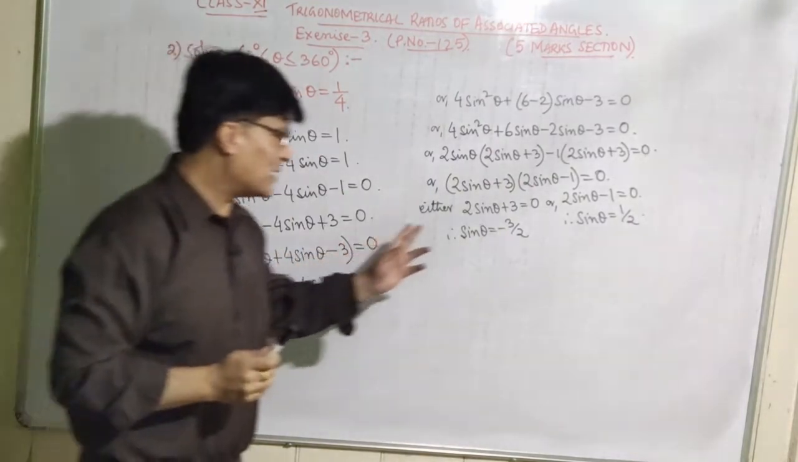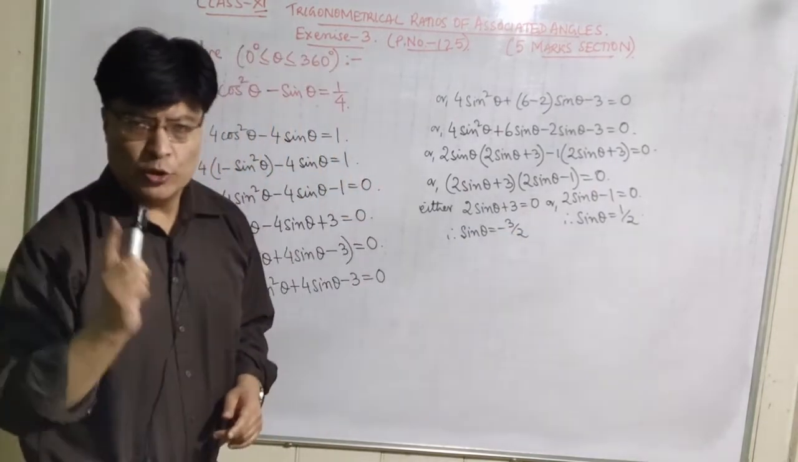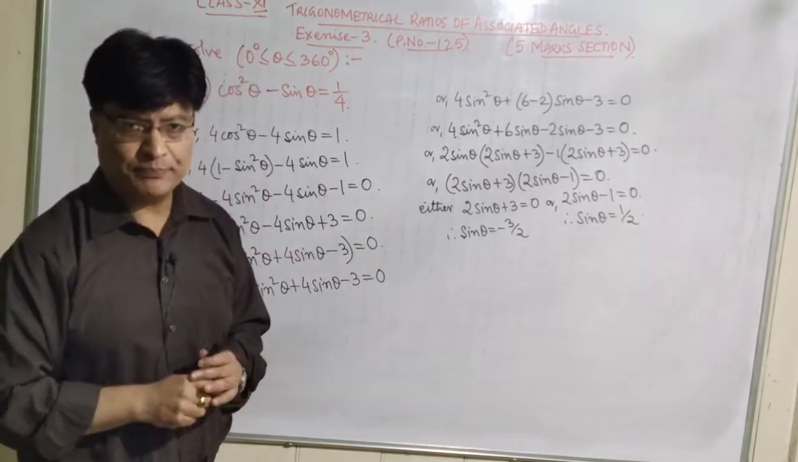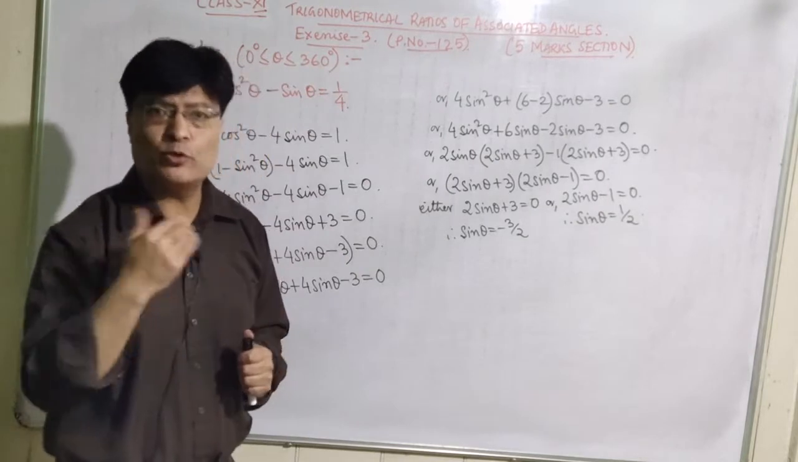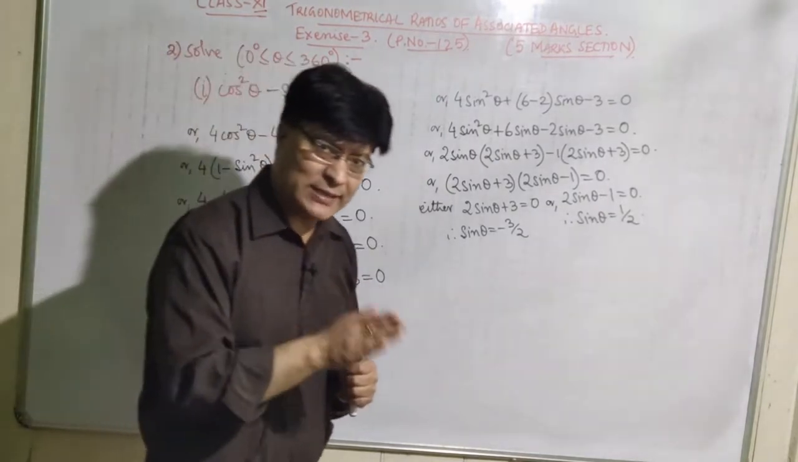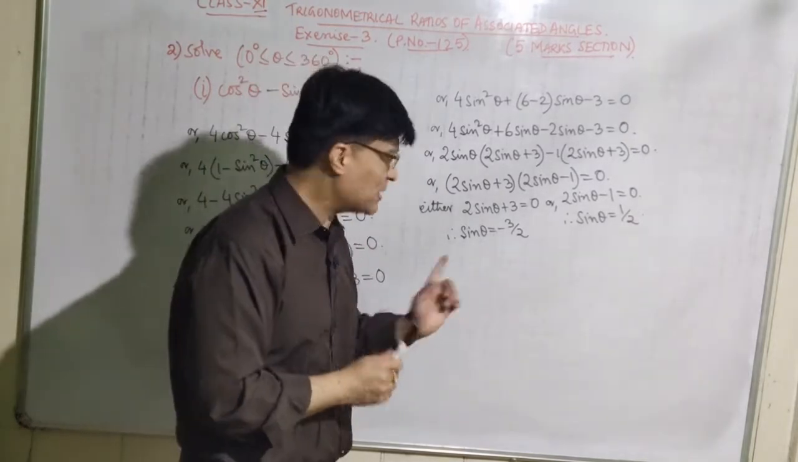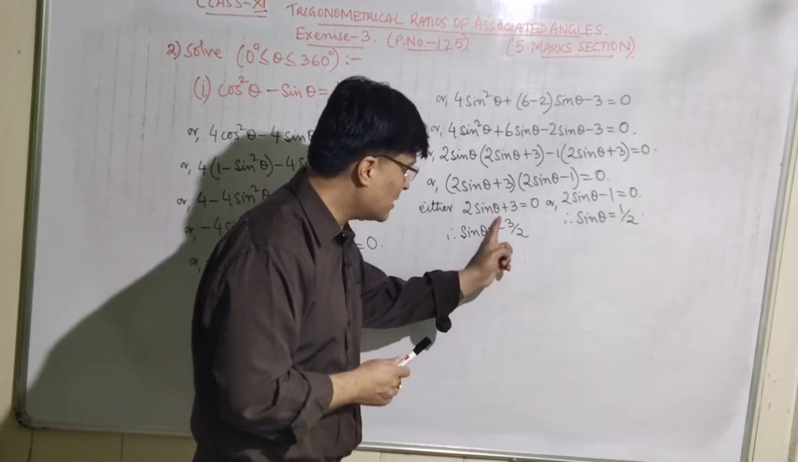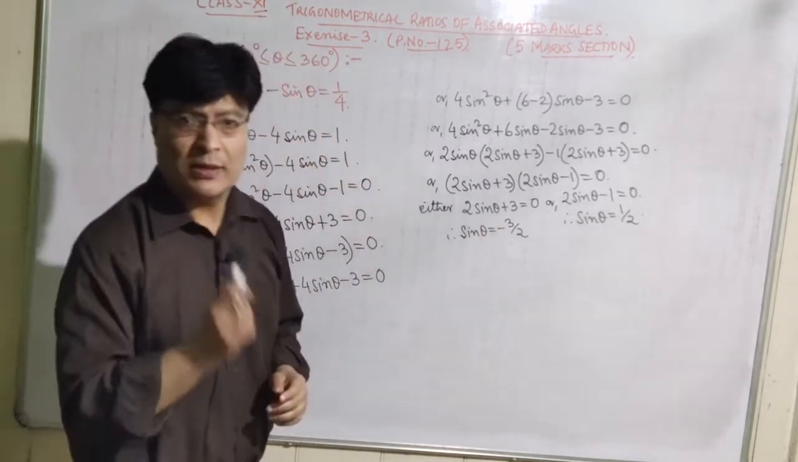But can you say that sin theta has the value minus 3 by 2? You know that sin theta always lies within minus 1 to plus 1. The value of sin theta always lies within minus 1 to plus 1. That is, the value of sin theta may be greater than minus 1 but less than 1. But this sin theta is equal to minus 3 by 2, which means the value of sin theta is less than minus 1.